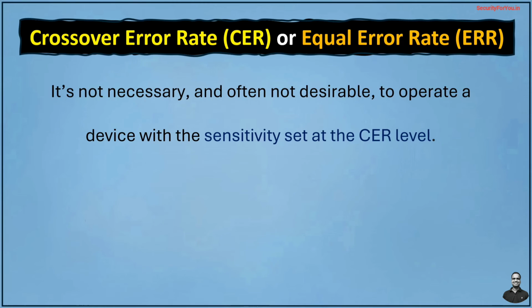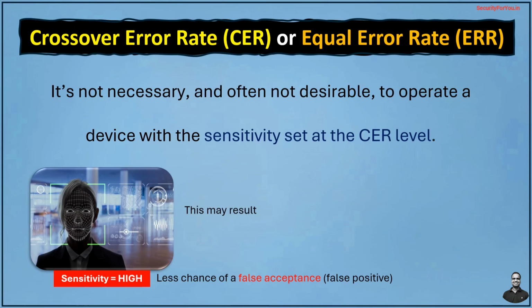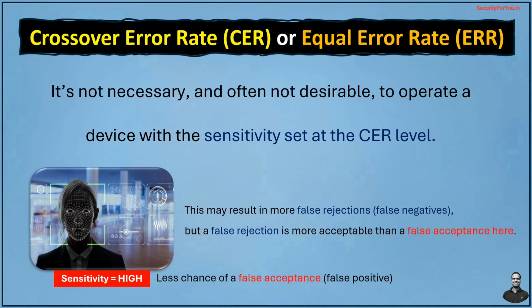For example, an organization may use a facial recognition system to allow or deny access to a secured area, because they want to ensure that unauthorized individuals are never granted access. In this case, the organization would set the sensitivity very high, so there is little chance of false acceptance or false positive. This may result in more false rejections or false negatives, but a false rejection is more acceptable than a false acceptance in this scenario, right?